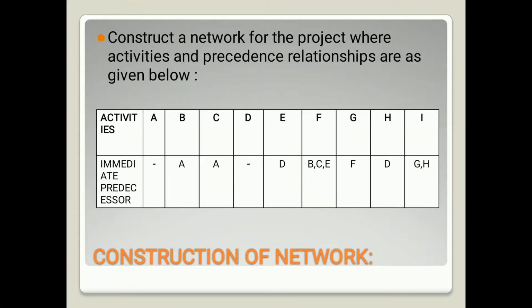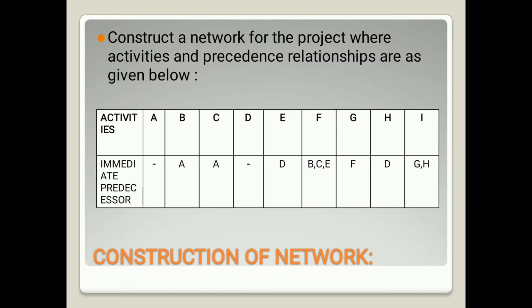The immediate predecessor, see, near A there is no immediate predecessor and near D also there is no immediate predecessor. From this question we can understand that A and D are the starting events. I'm writing here with a small note: A and D are the starting events.